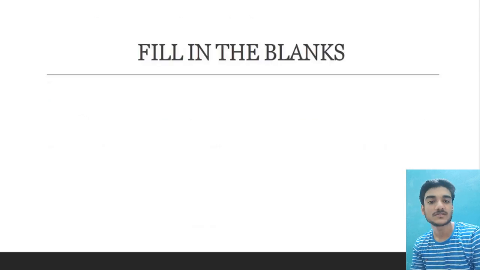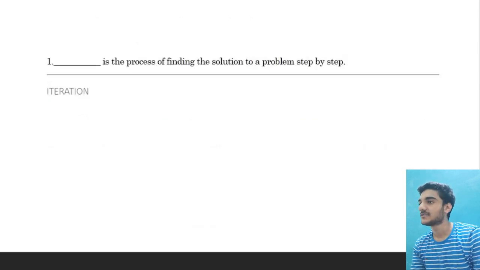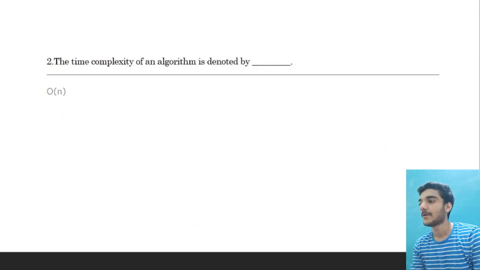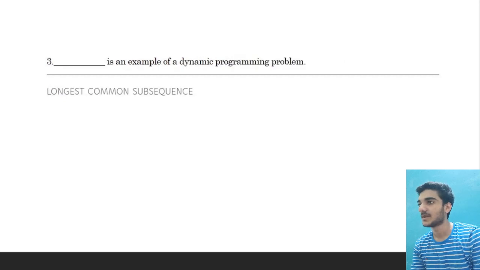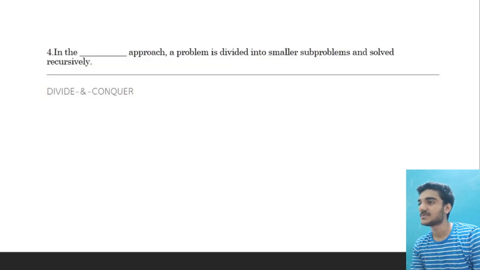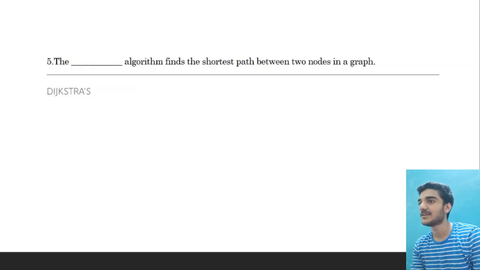Now we are going to discuss fill in the blanks. Dash is the process of finding the solution to a problem. Correct answer is iteration. Time complexity of an algorithm is denoted by big O of n. Longest common subsequence is an example of a dynamic programming problem. And in the divide and conquer approach, a problem is divided into smaller subproblems and solved recursively.